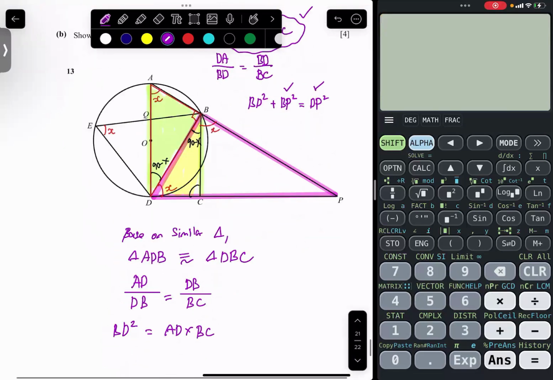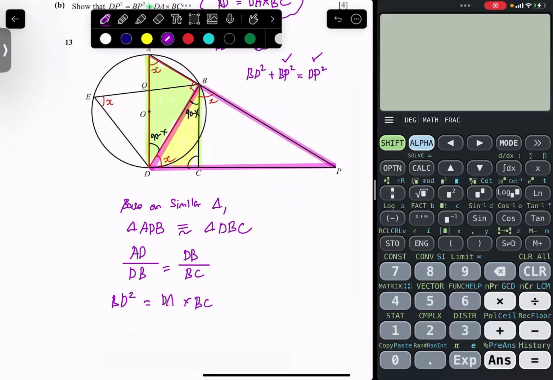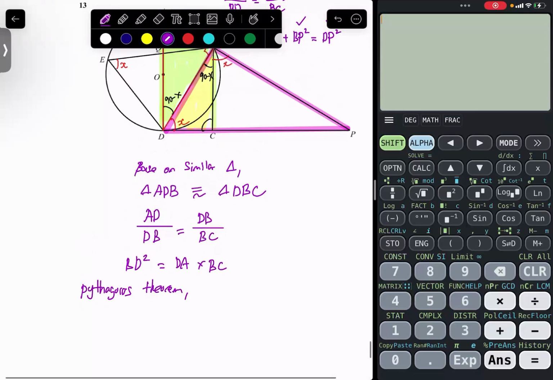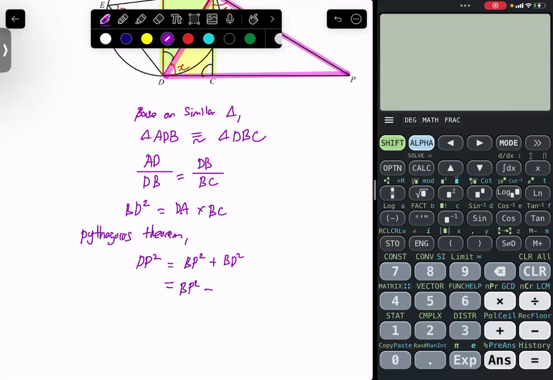So rearrange a little bit, DA times BC. Based on Pythagoras' theorem, DP squared is equal to BP squared plus BD squared, which is equal to BP squared plus DA times BC, because they are equal down here. So then, therefore, we have shown BP squared. That's all.